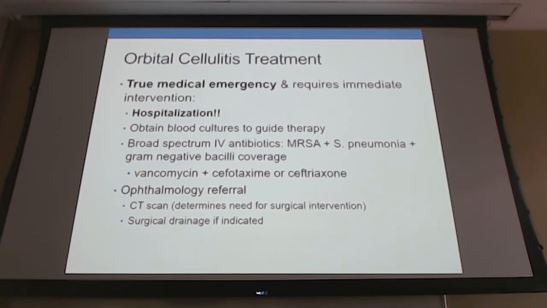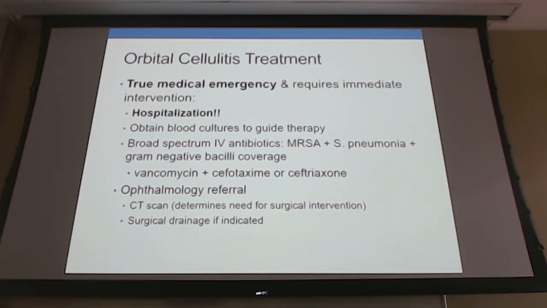The true emergency is what? Life, limb, or eyesight. Eyesight is compromised. So for that reason, this is a true medical emergency. They need to be sent to the hospital. They need to have blood cultures drawn from 2 different sites. 2 blood cultures to see, can we get this bacteria isolated better for treatment?